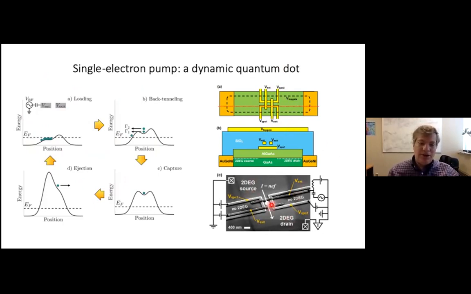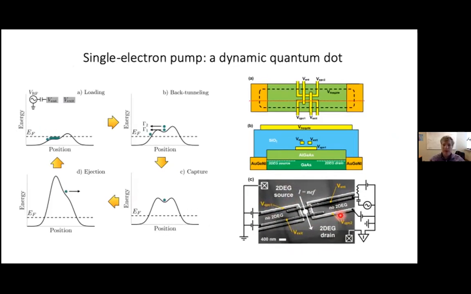Now the bottom picture is a scanning electron microscope image of a pump device that we fabricated. Note that you don't see the top gate here because this image was taken before additional dielectric and the top gate were deposited, right? Otherwise you wouldn't be able to see these gates anyway.